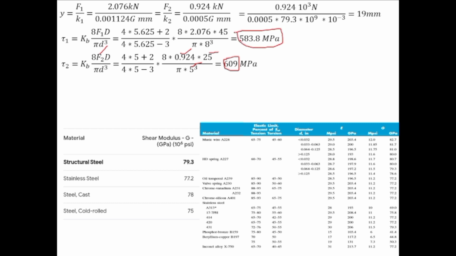This is the stress produced in the one spring, and this is the stress produced in the second spring, and this is the deflection in both the springs.